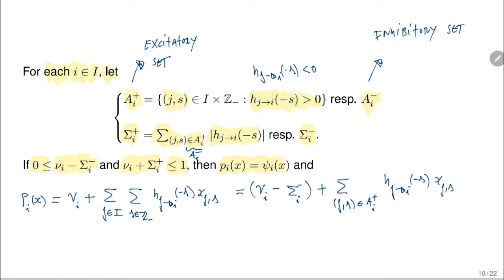So here, for the pairs j and s in A_I^+, I can put an absolute value here, and then I have also plus the sum over j and s in A_I^− of h_{j→I}(−s) times x_{js}. But now, if I want to put absolute value here, I can do it, but then I need to put a sign of minus in front. And since I have subtracted here σ_I^−, I have to add it.